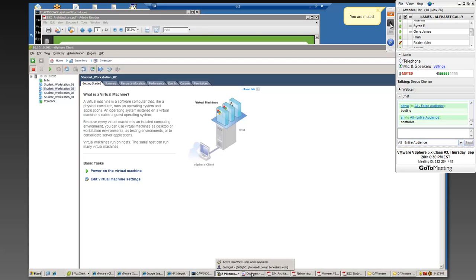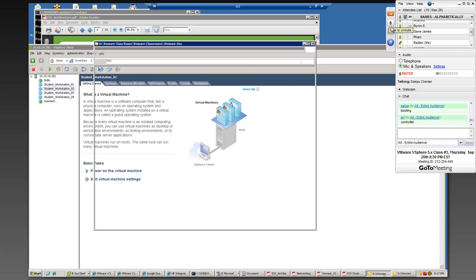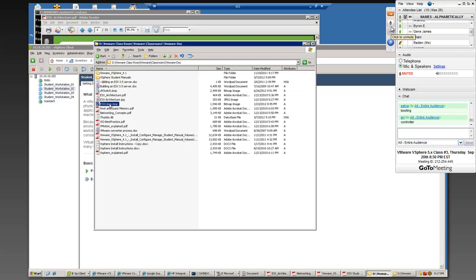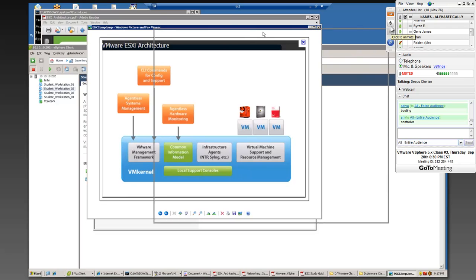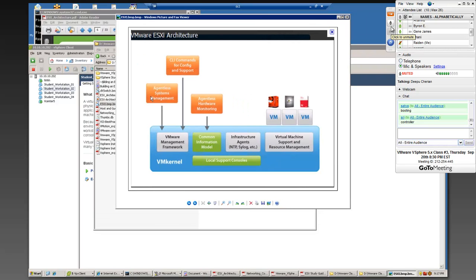That's correct. That's what I'm going to talk about now. Okay, so this is the ESXi picture. Now let's talk about this ESXi picture a little bit.